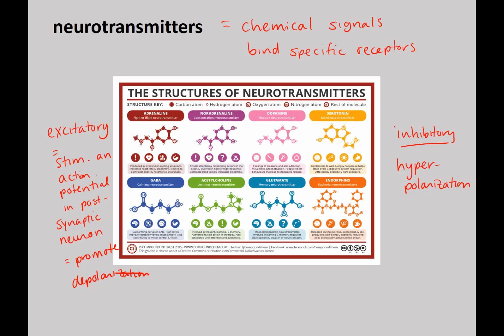Okay. So remember, if you hyperpolarize, you get too negative, it's harder to get past that threshold. So these inhibitory neurotransmitters actually hyperpolarize the postsynaptic neuron.